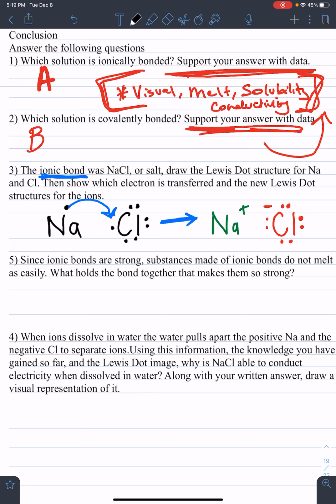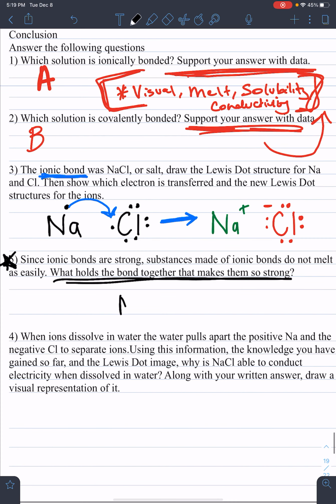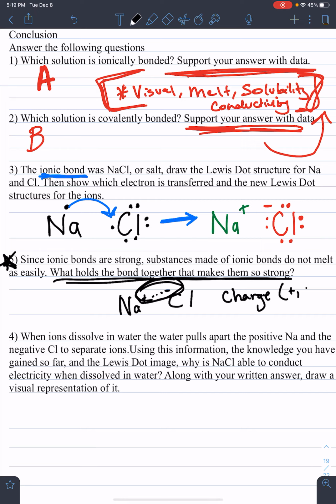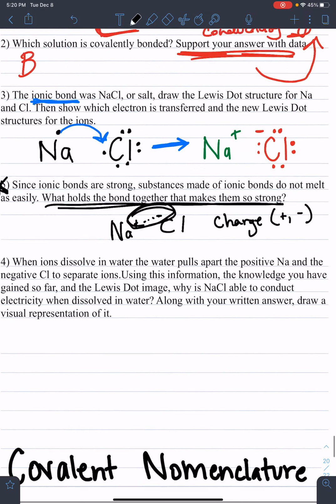So this is going to be really important for this next question down here, because it's asking what holds the bonds together. And so we have an Na plus and a Cl minus, and this plus and this minus charge, they're like a magnet, and they're attracted together. And so there's a strong force. So make sure that you're talking about the charges down here, that there's a plus charge and a negative charge that hold it together.